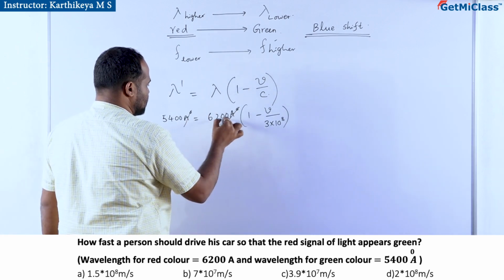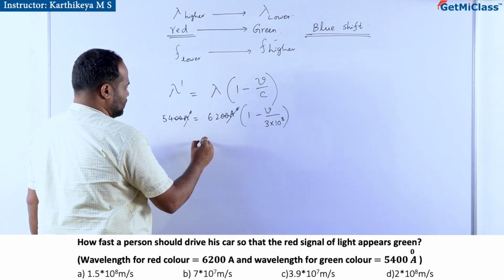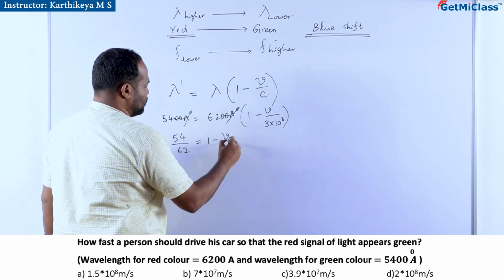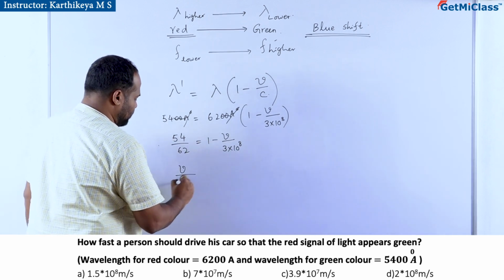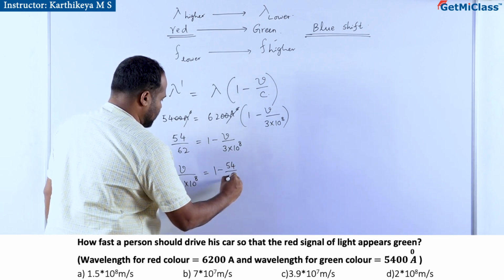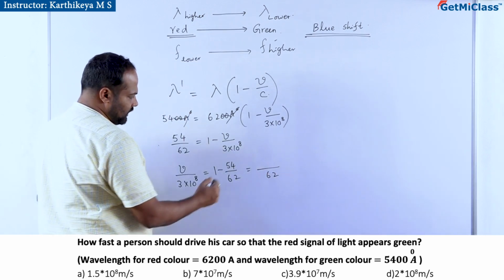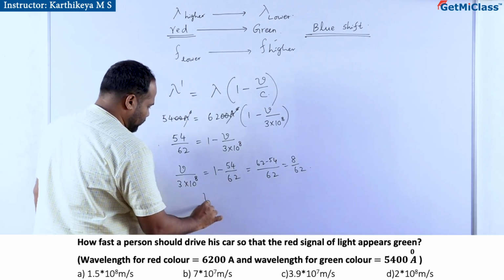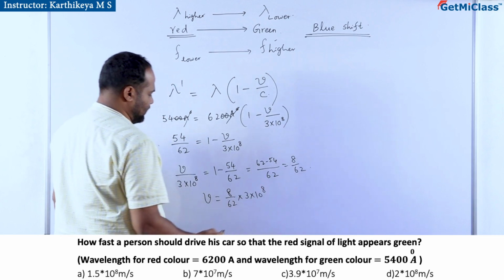So angstrom cancels, and two zeros cancel. This is 54 by 62 equal to 1 minus V by 3 into 10 to the power 8. So this comes to this side: V by 3 into 10 to the power 8 is 1 minus 54 by 62. Taking 62 as the common denominator, this is 62 minus 54, 8 by 62. So velocity should be 8 by 62 into 3 into 10 to the power 8.